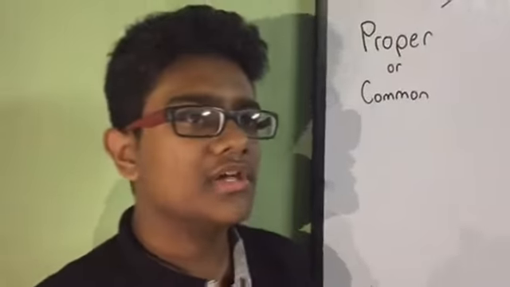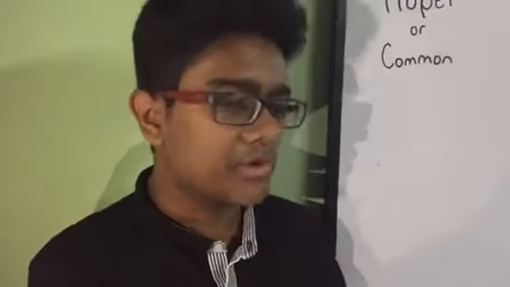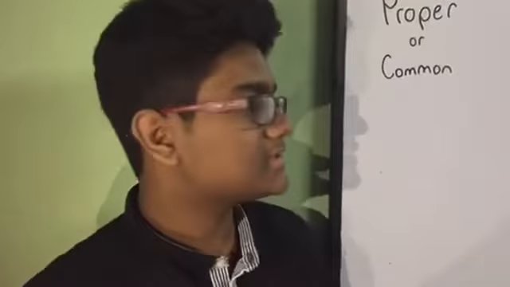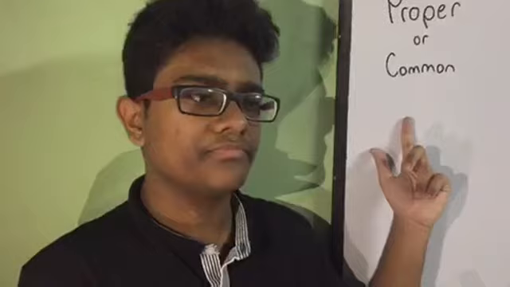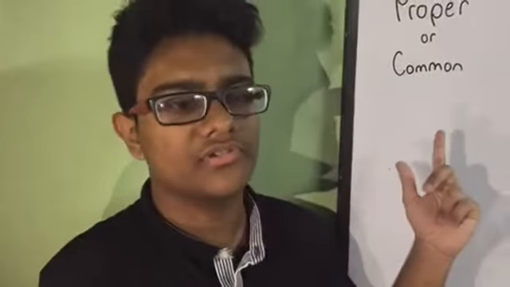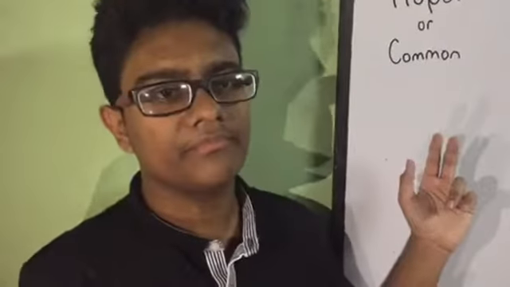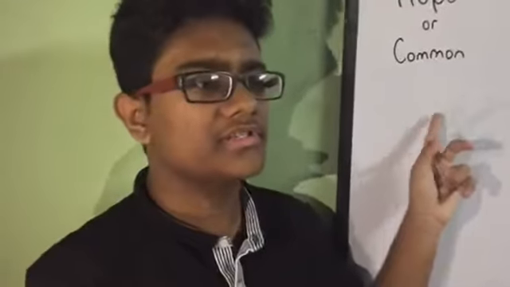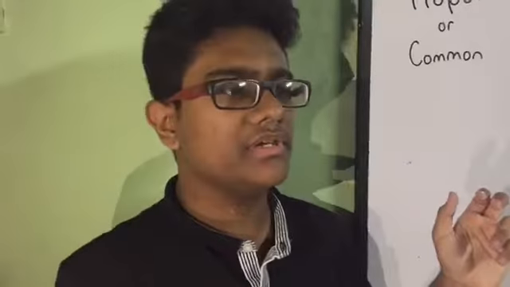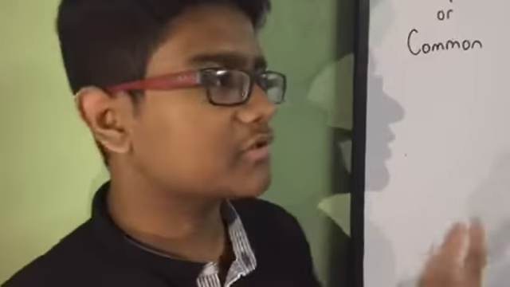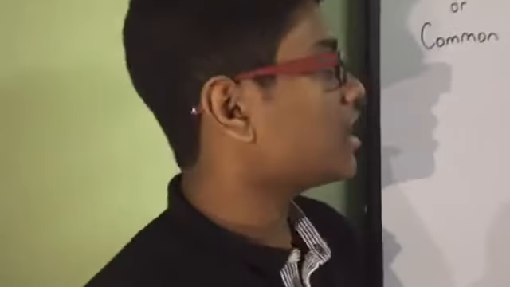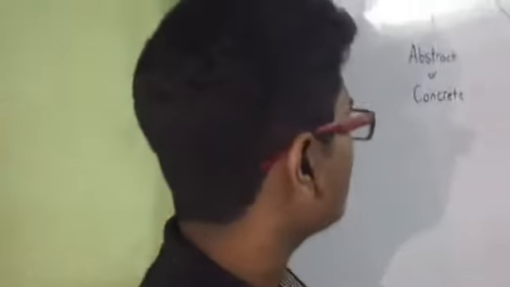The proper noun, as I said before, is a specific or a particular person, place, or thing. Let's say the common noun form is competition. What could the proper noun form be? It could be the Commonwealth Essay Competition. It could be English Olympiad. If I say the common noun is leader, the proper noun could be Theresa May, Sheikh Hasina, or Tony Blair. So this is the difference between proper and common nouns. Now let's move on to abstract and concrete nouns.